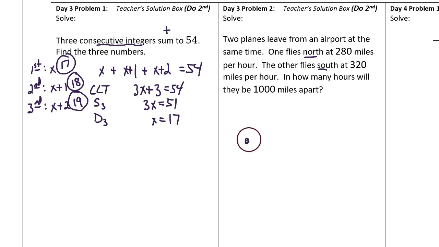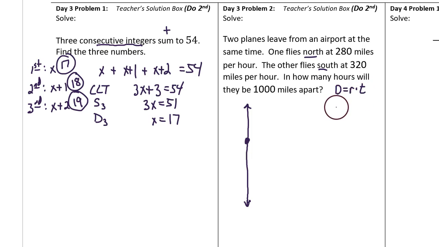Let's say that this dot is the airport. One plane flies north, so I'm going to draw upwards. And the other plane flies south. I'm going to draw downwards. And I drew a longer ray because that plane was flying faster. It is going to go farther in the same amount of time. What we were told about the 2 planes are their rates of speed. So the other thing that's helpful in a problem like this is to know this formula. Distance equals rate times time.